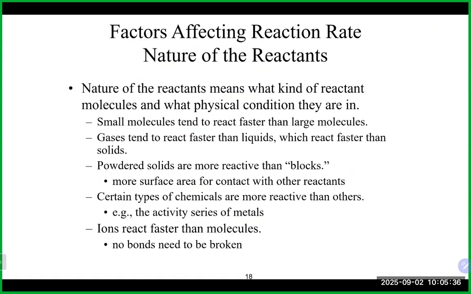All right, so I think where we left off was here. Let's talk a little bit about some of the factors that affect the rate.